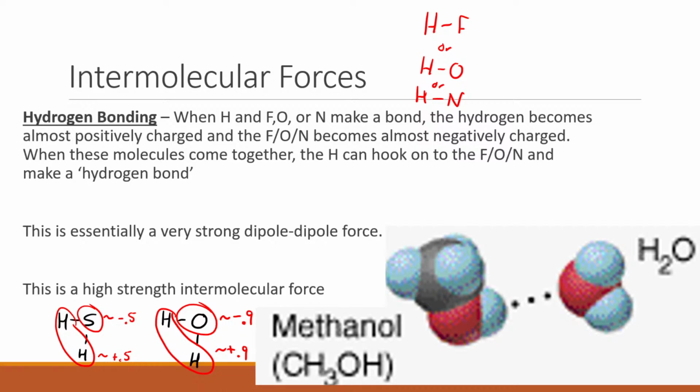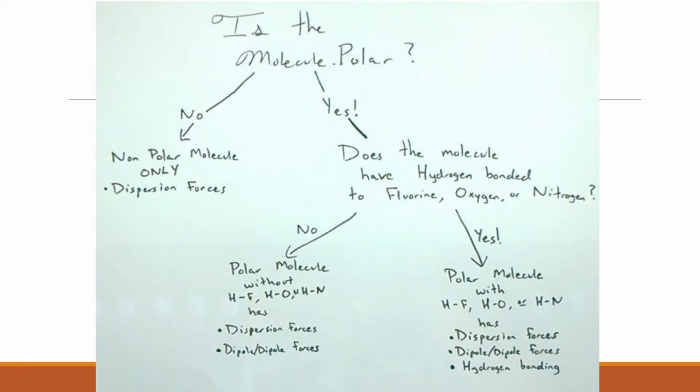If we want to summarize this, we can summarize in a little flowchart. To find out what intermolecular forces something has, all we really need to do is ask two questions. The first question is, is the molecule polar? If you're looking at a molecule and you say it is not polar, this is a nonpolar molecule, you can move right down here. A nonpolar molecule only has dispersion forces. This is the only possibility for a nonpolar molecule.